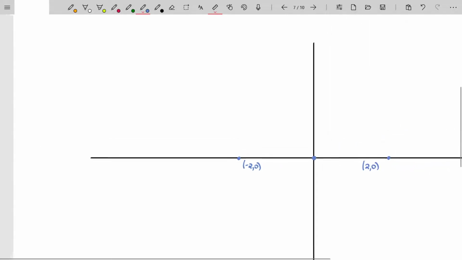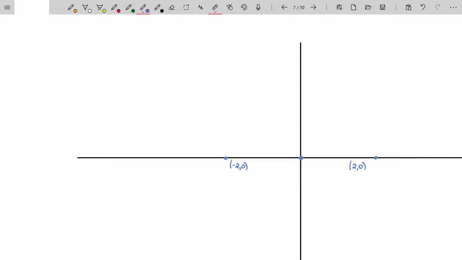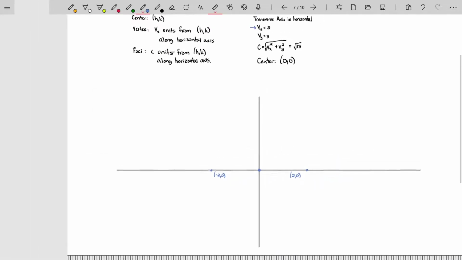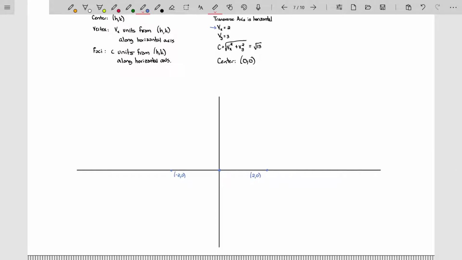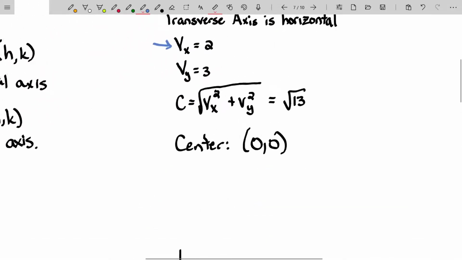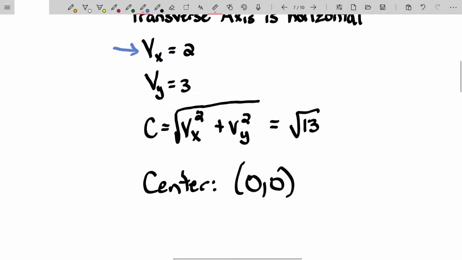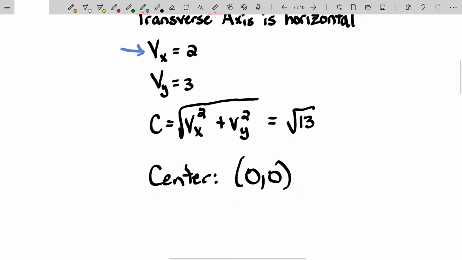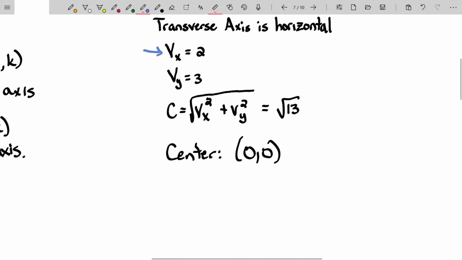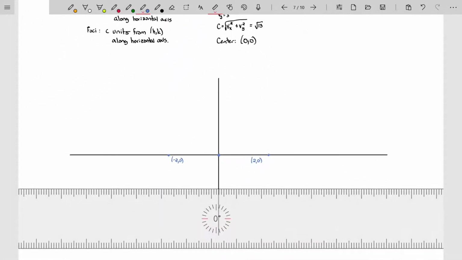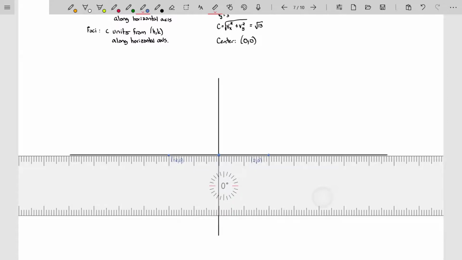These are not the foci, they're the vertices which occur on our curve. Then I'm going to plot my foci, which occur c units from the center, root 13 units from the center, and that's a number between 3 and 4 units from the center, because root 9 is 3, root 16 is 4. So I'm going to say it's about 3.5 units. I'm not going to grab a calculator.